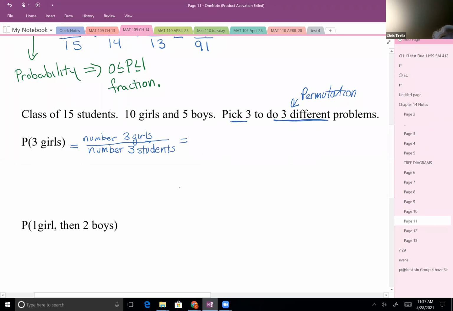Well, for 3 girls, because order matters, it's a permutation. There are 10 girls. I want 3. So that numerator would be 10 times 9 times 8. From the entire class, there are 15, and we're picking 3. So that would be 15 times 14 times 13. Please notice that gives us that same type of fraction. The first one being a girl is 10 out of 15. The second would be 9 out of 14. The third would be 8 out of 13.